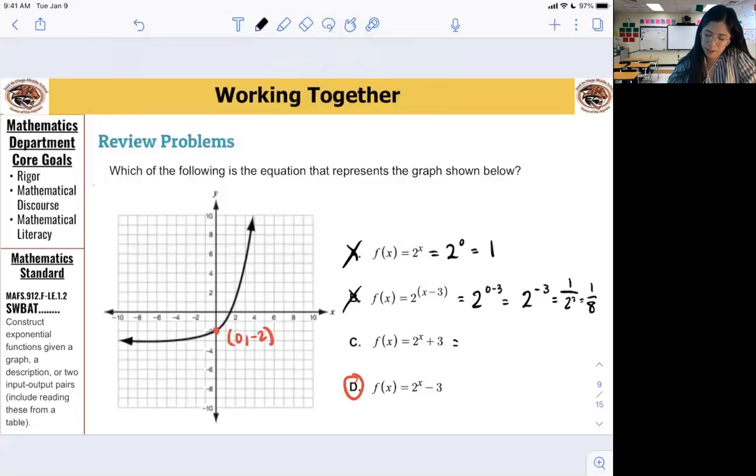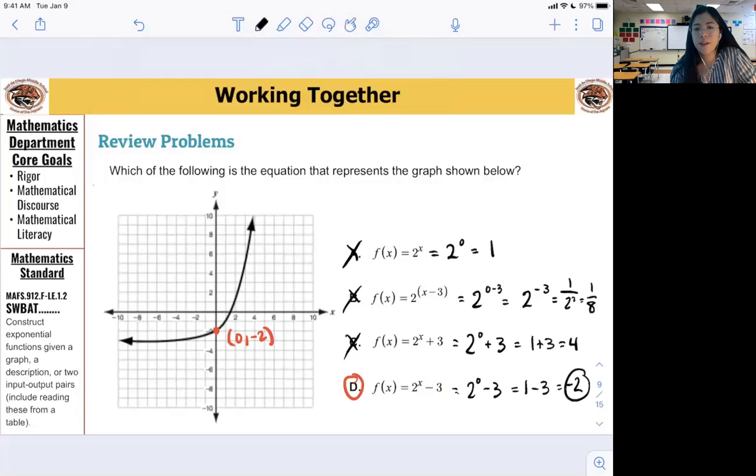C, plug in a 0, I get 2 to the power of 0 plus 3, so that's 1 plus 3, which is 4. So it's not that. And then finally, 2 to the power of 0 minus 3, that's 1 minus 3, which is -2, and that's what I was looking for. So long story short, you can do it visually by just moving the imaginary parent function down 3 units, because we know it starts at 1, and if it goes down 3 units, there you go. Or mathematically works as well. Any questions on this one?